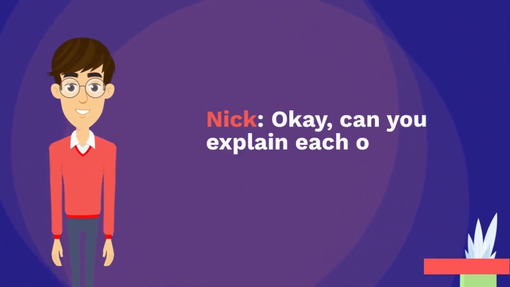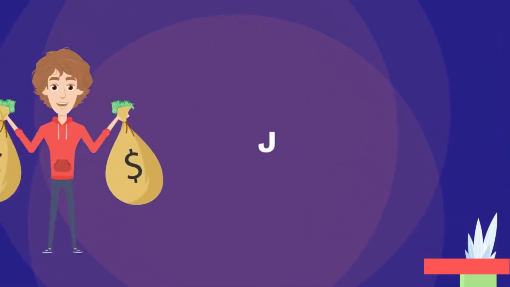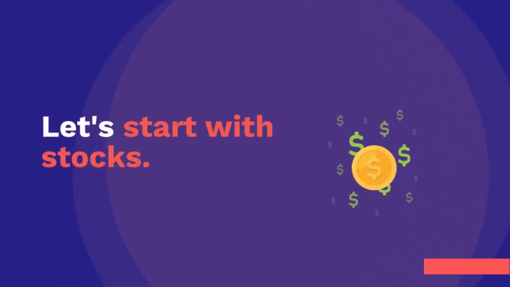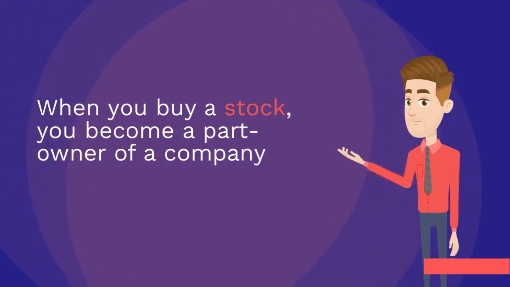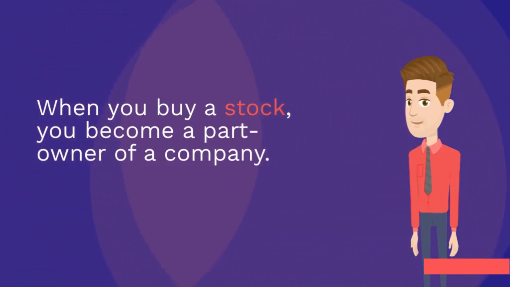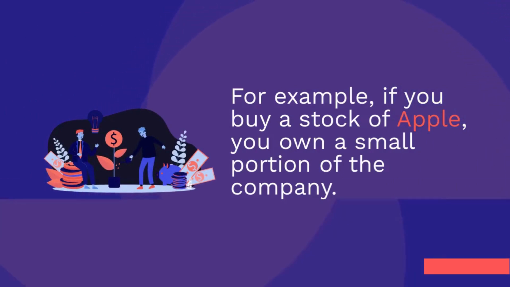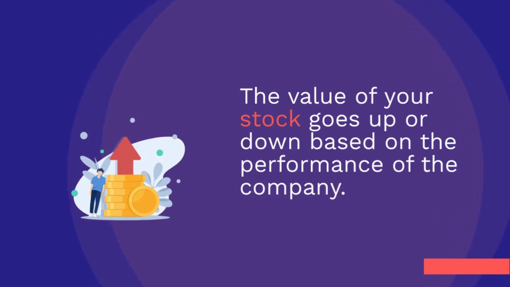Nick: Okay, can you explain each one of them with examples? Joy: Sure. Let's start with stocks. When you buy a stock, you become a part owner of a company. For example, if you buy a stock of Apple, you own a small portion of the company. The value of your stock goes up or down based on the performance of the company.